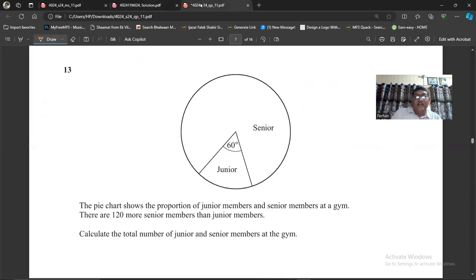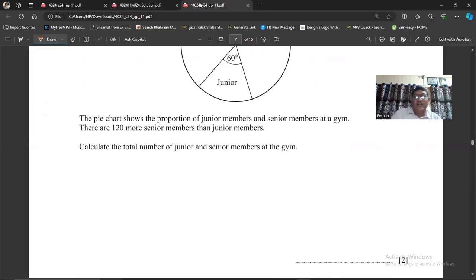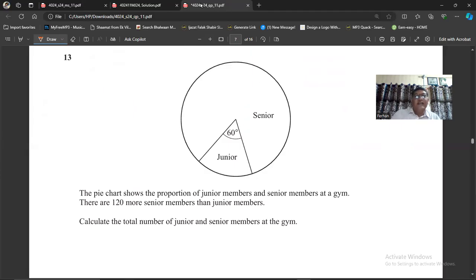Okay, and then we have the next question. That is question number 13 coming up on your screen. He says the pie chart shows the proportion of junior members and senior members at a gym. There are 120 more senior members than junior members. Calculate the total number of the junior and the senior members at the gym. First of all, the juniors are represented with the 60-degree angle. So the angle for the seniors will be 360 minus 60, and that will be 300 degrees.